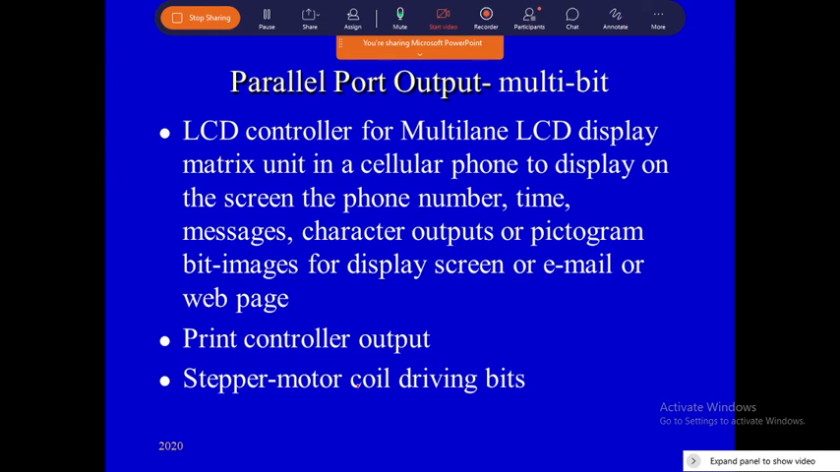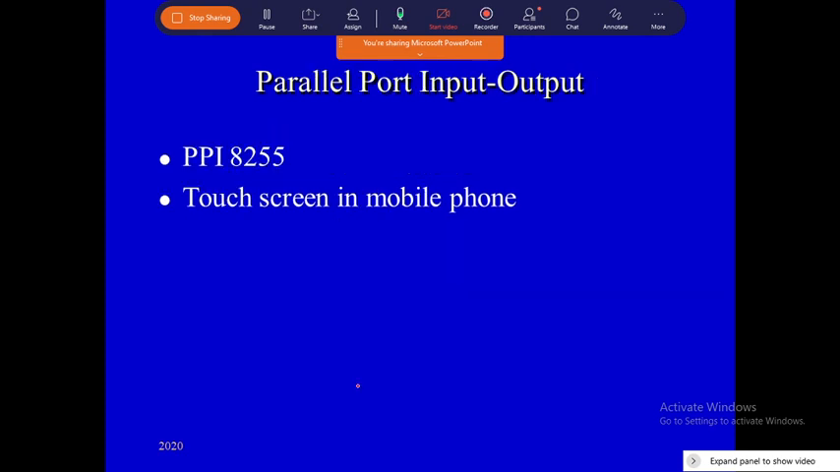The multi-bit parallel port output examples are an LCD controller for a multi-line LCD display matrix unit in a cellular phone to display on the screen the phone number, time, messages, characters in outputs or a pictogram, bit images for displaying screen or email or web pages, printer controller output, stepper motor coil driving outputs. These are some of the examples of that one. Parallel port input output: the examples are PPI 8255, touch screen in a mobile. These are some of the examples of the parallel port input output.